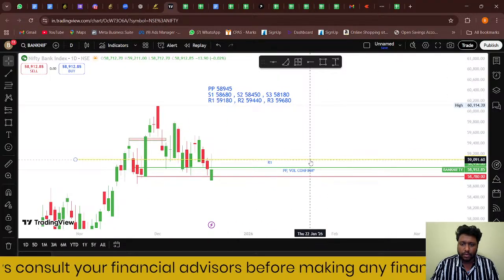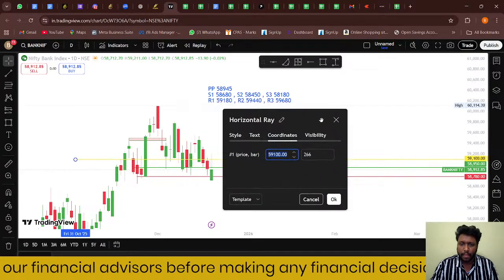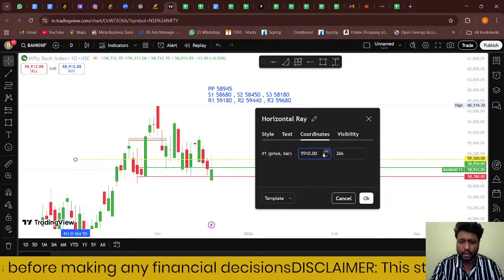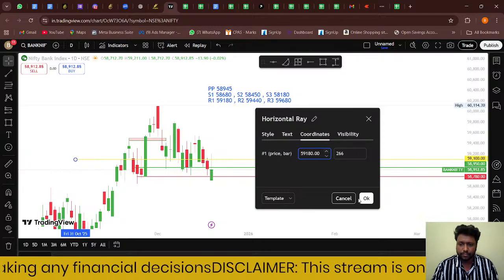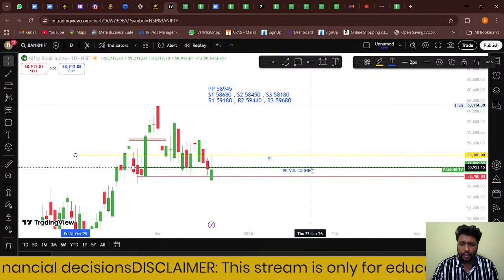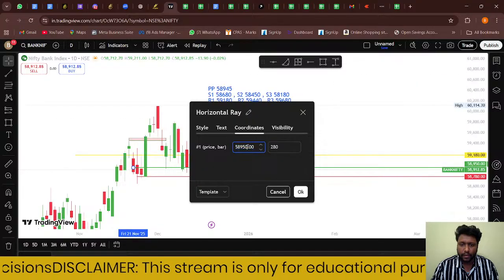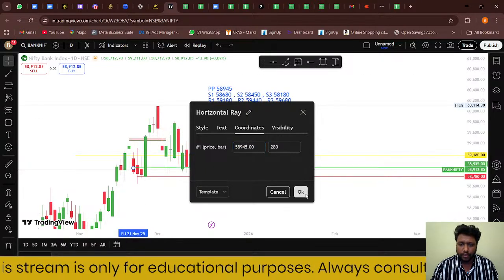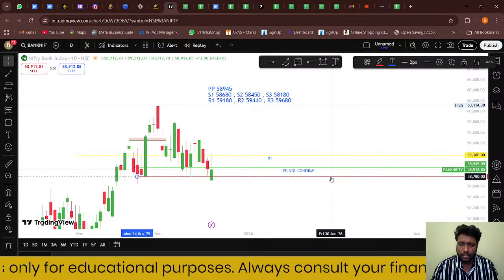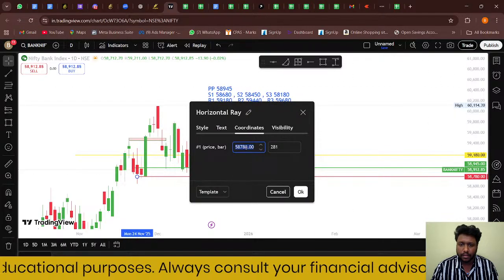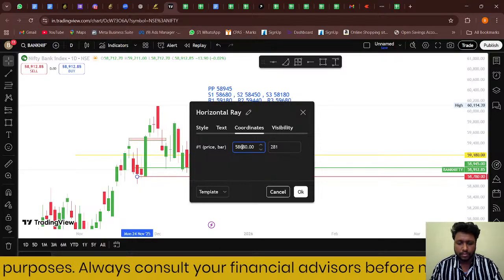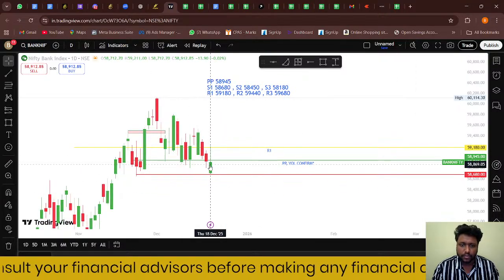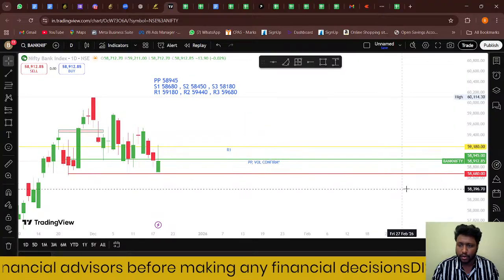So we will change it over here right now. The resistance one is at 59,180, and the pivot line is at 45, exactly at 45. We will change that only. 45, and support is at 58,680. So the range increased a little bit, if you guys noticed, because of the movement which we got yesterday.